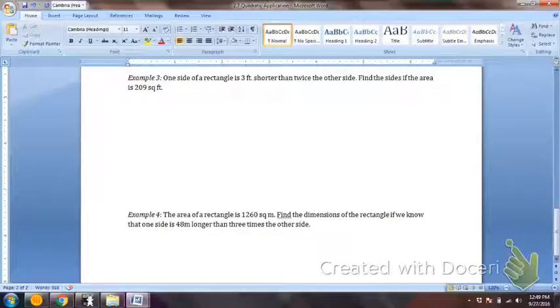Okay? So example 3 says one side of a rectangle is 3 feet shorter than twice the other side. Find the sides if the area is 209 square feet. Now, typically in the past, when students read story problems like this, they just say, I'll just skip this one and go on. Okay, but you're in Algebra 2, and so we're going to figure out how to master this and get a hold of this, all right? The first thing I would do is draw a picture, because in math, pictures are incredibly helpful. So let's draw a rectangle.